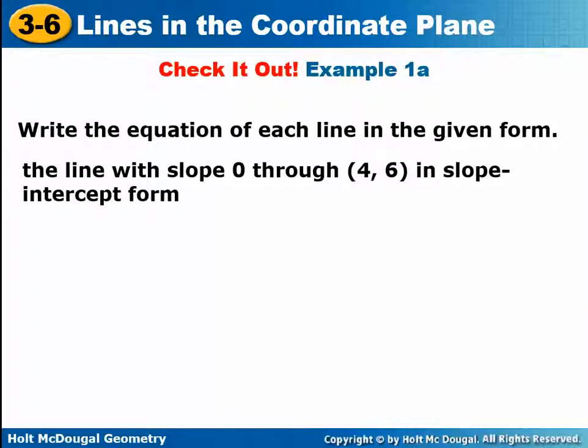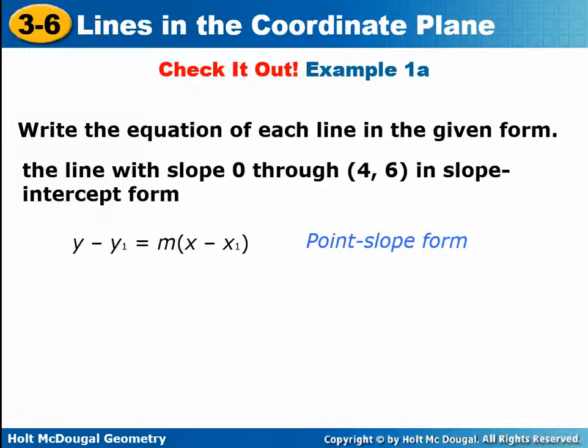Okay, this is just some practice for you to do with each of those other ones, so you can pause the video, try these on your own, and make sure you get them right, and then we'll check your answers. All right, this one wants slope-intercept form, and the slope is 0. This is interesting. If the slope is 0, they told you to write it in slope-intercept form, and then they wrote point-slope form.